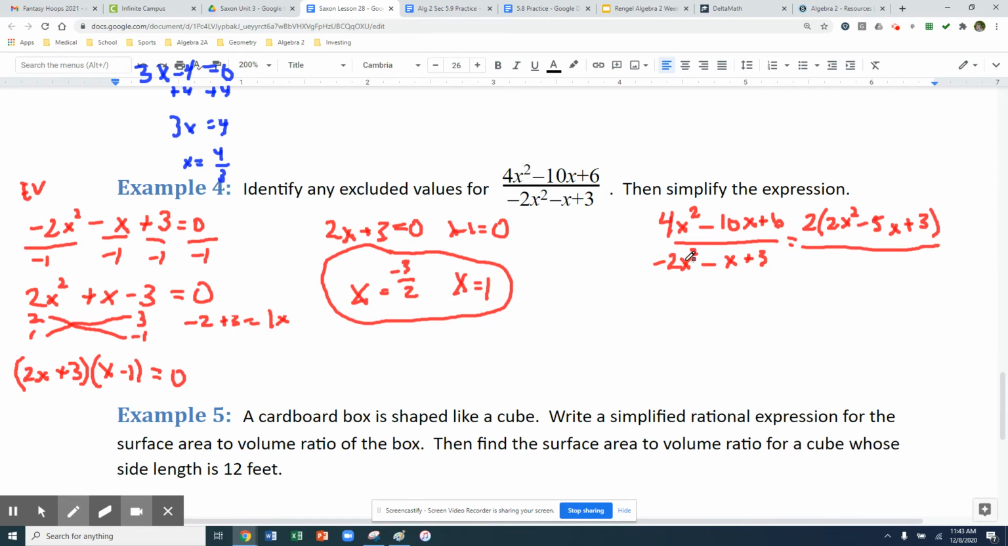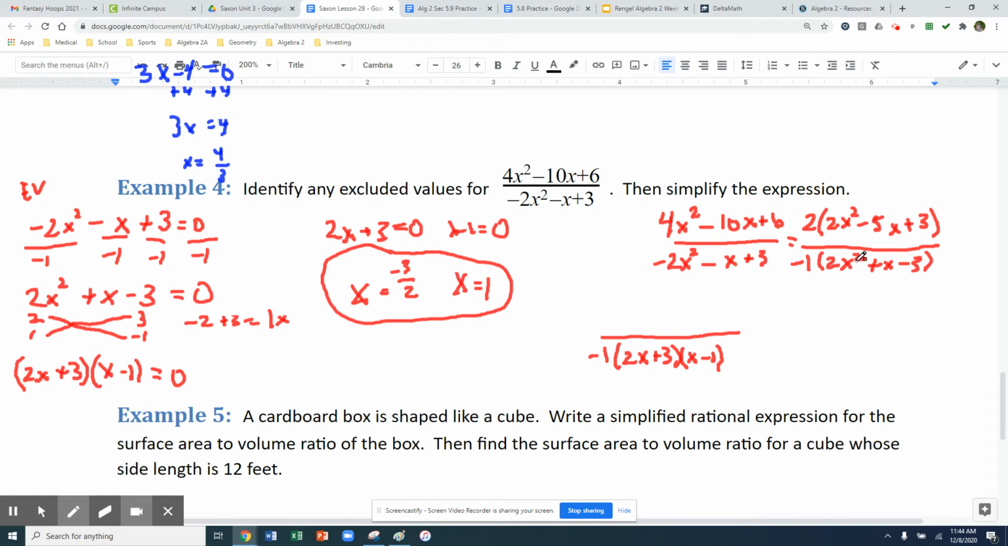And then I'm going to change this first term to positive, so I factor out a -1, so each term gets divided by -1, which makes it 2x squared plus x minus 3. Now we'll continue simplifying. So I already know that my denominator is going to factor into the exact same thing I got over there, so it'd be 2x plus 3 over x minus 1.